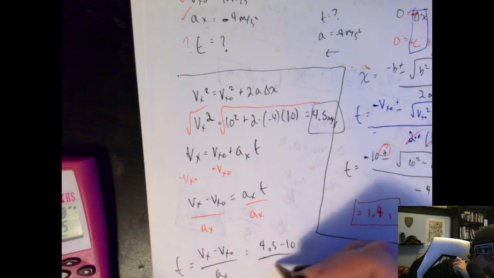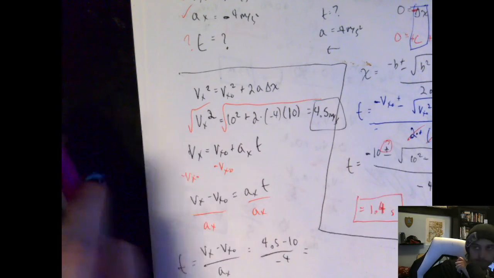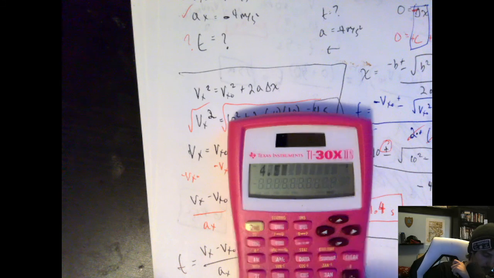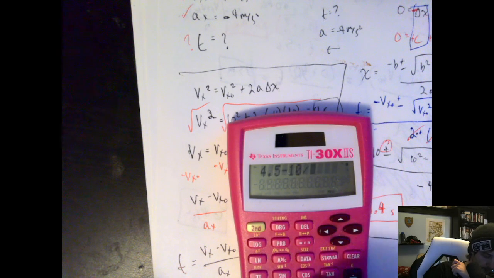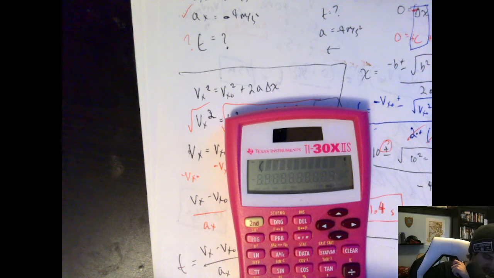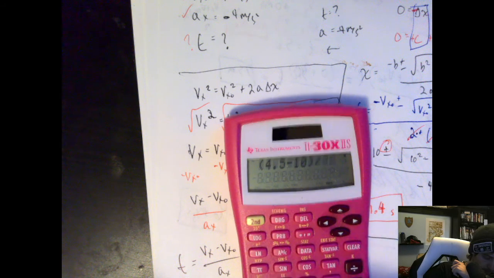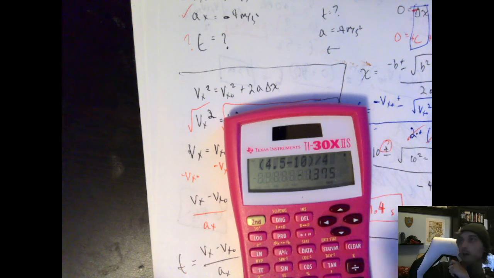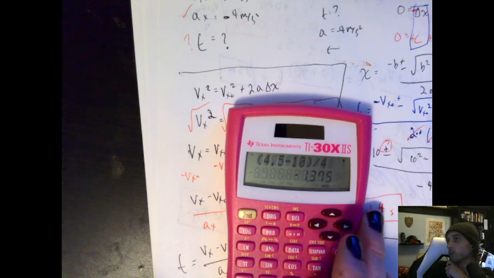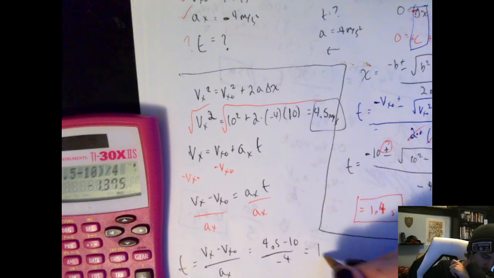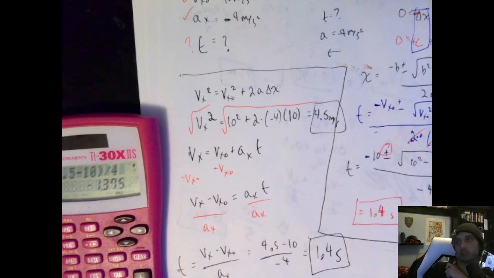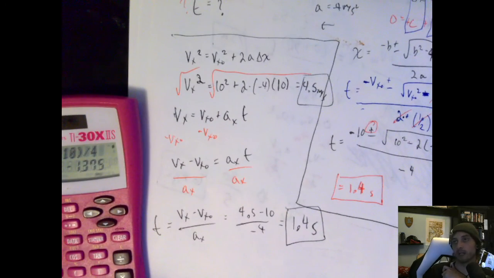4.5 minus 10 over negative 4. I need to put the top in parentheses. And I forgot a negative, but that's fine. It's 1.4. We did get a slightly different answer without rounding, which is just because there was rounding along the way, which is why I don't tend to like plugging things in until the very end, but here we are.